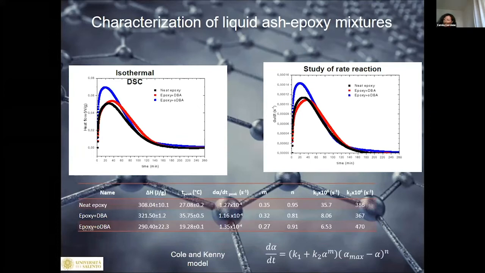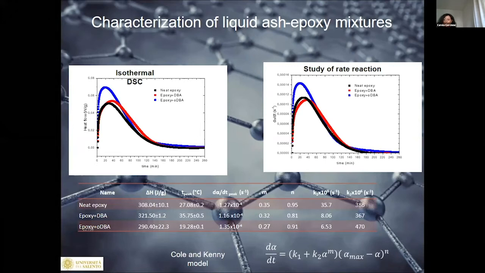We considered the reaction complete when the heat flow curve reached a constant value, and we used the area under the exothermal curve to calculate the heat of reaction at the test temperature. As you can see in the table, the peak time in the presence of the oxidized filler, ODBA filler, decreases strongly, as already observed for the gel time. This result further confirms the catalytic activity of the oxidized ashes towards the epoxy-amine reaction.